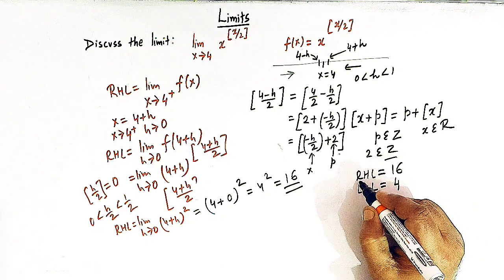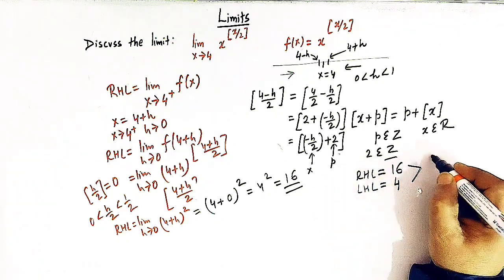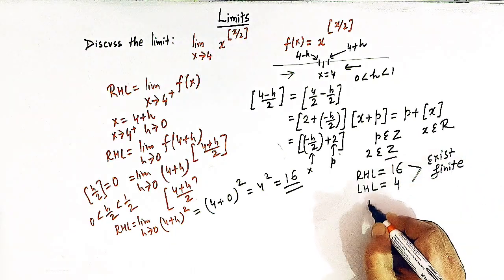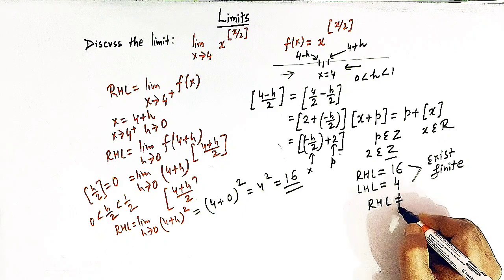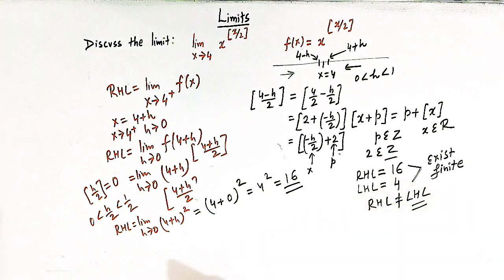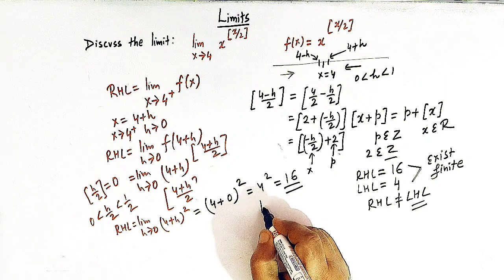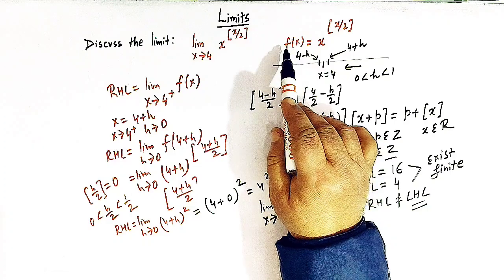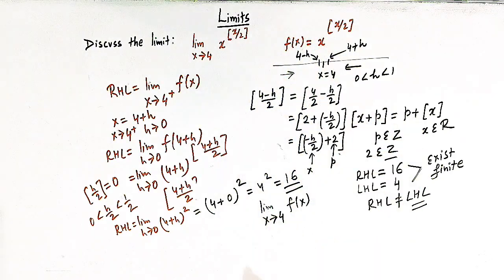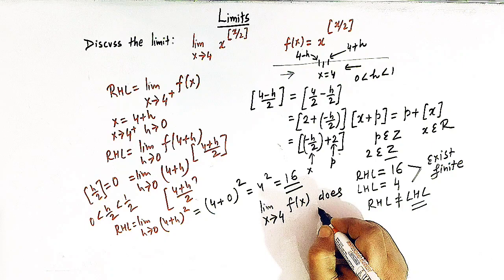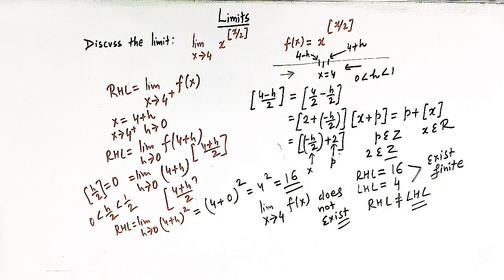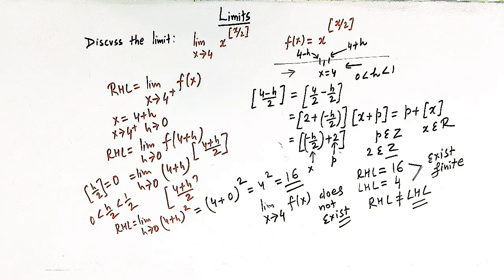Now see, here the right hand limit and left hand limit both exist, and both are finite, but they are not equal to each other. So the right hand limit is not equal to left hand limit. So we can safely claim that this limit, that is limit x tends to 4, f of x, where f of x is x raised to greatest integer of x over 2, does not exist, because the right hand limit is not equal to left hand limit. So this is how we can solve these type of problems.